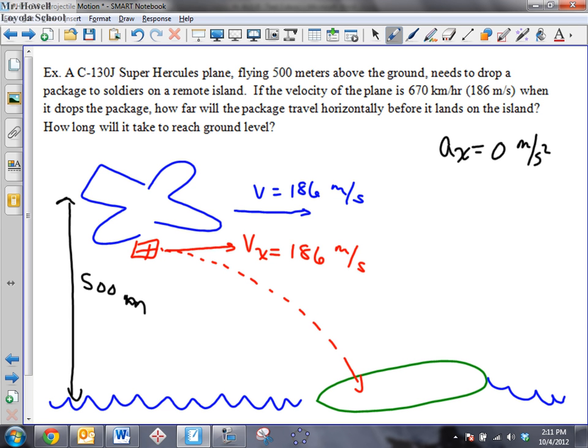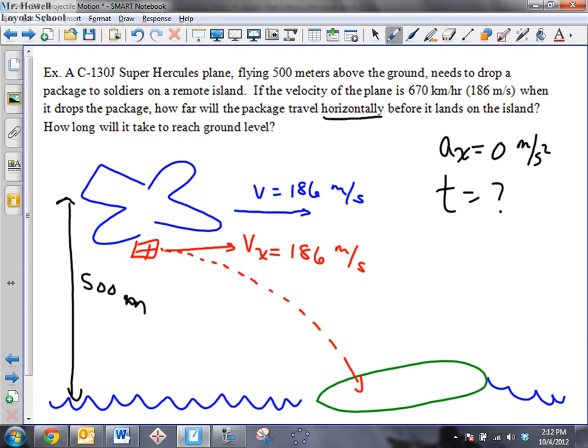So, the initial velocity of this package is the same throughout the whole path, 186. Okay? So what are we trying to find in this problem? Time, good. And in which direction? No, you gotta read the word before displacement. Or horizontal. Yeah, there it is. See that? What does that mean? How far will the package travel horizontally?